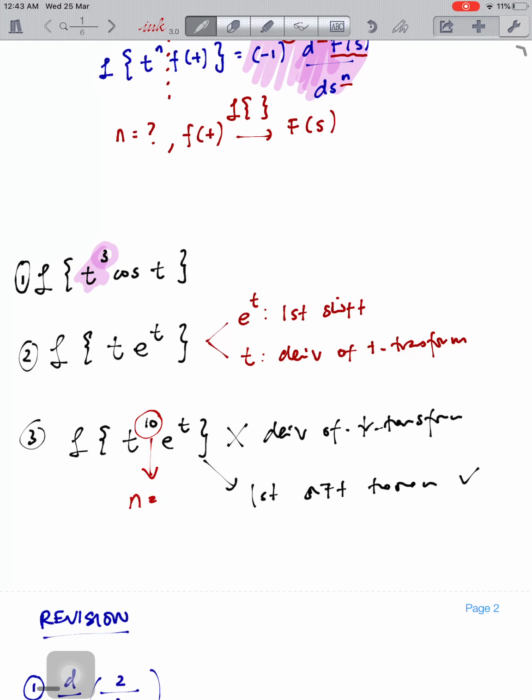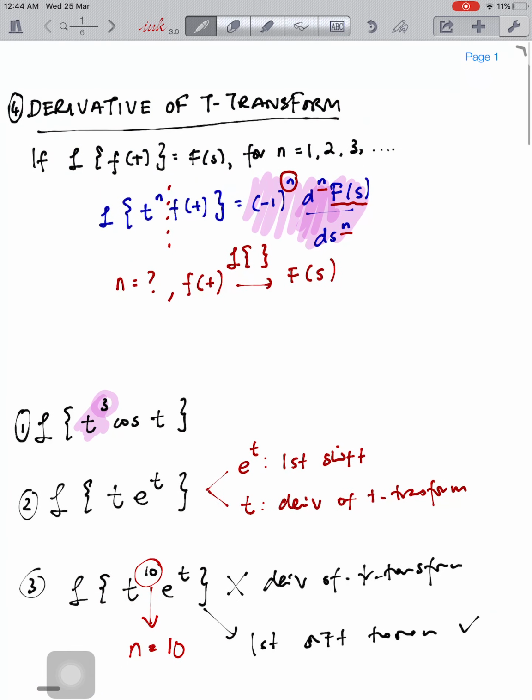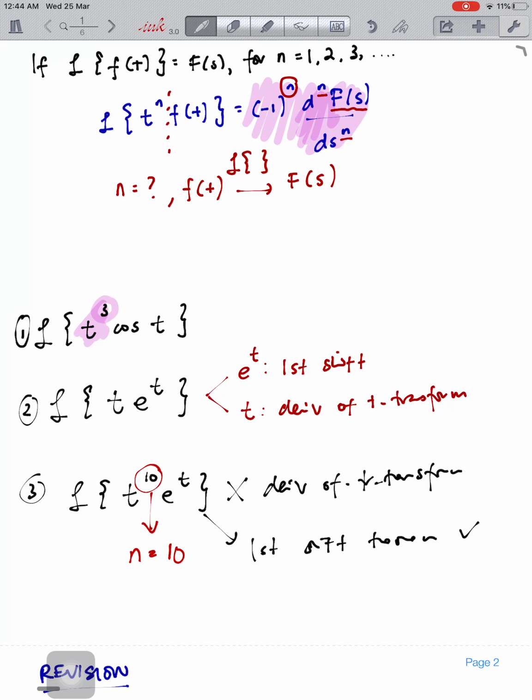Meaning that n is equal to 10. So if you use the derivative of t transform, you have to differentiate this 10 times. So please do not go through that kind of complication. Instead of using the derivative of t transform, the option is the shift theorem, definitely. No need to think further about it. Using the derivative of t transform is definitely not a clever choice.